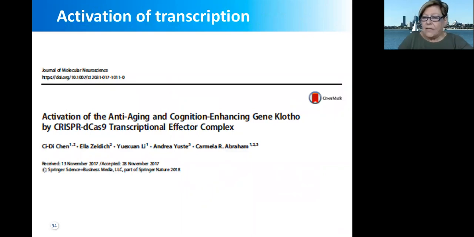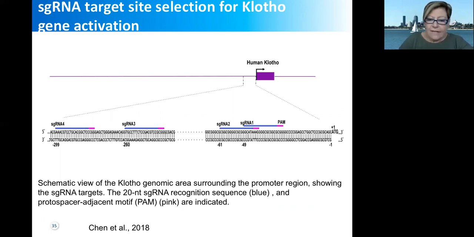So one way that we want to increase the levels of Klotho, and we published this in 2018, was by CRISPR's transcriptional effector complex. And we show, after finding a number of guide RNAs, 1, 2, 3, 4, where they are located in the promoter of the human Klotho gene.